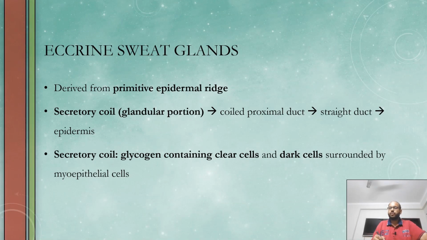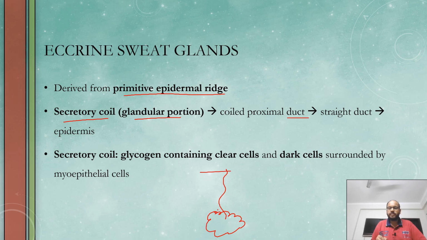Now let's come to the eccrine sweat glands. Eccrine sweat glands are derived from the primitive epidermal ridge. They have two portions. One is the secretory coil, which is the glandular portion, and then you have the ductal portion. So what eccrine glands actually look like is they have a coil structure and then a duct which opens to the epidermis. This is the ductal portion and this is the secretory coil.